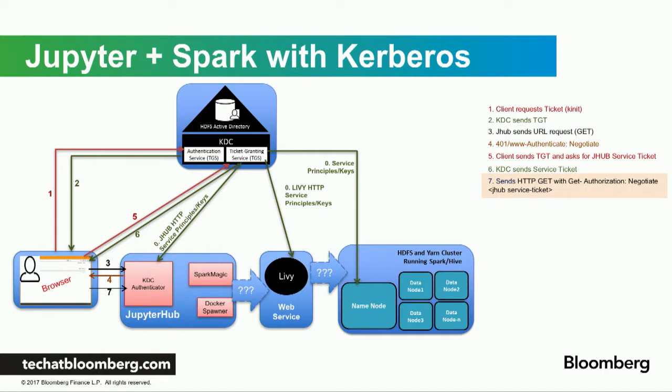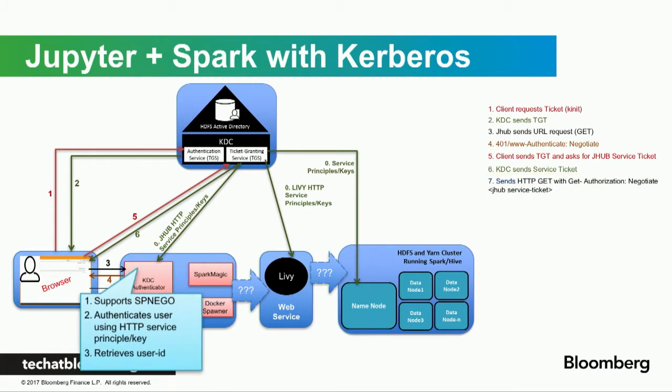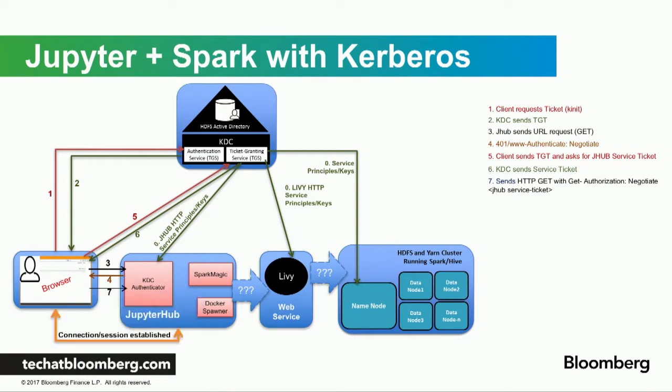Once it gets the ticket, it's going to send another HTTP request to the KDC authenticator. Now, the authenticator is happy because now it has the Kerberos ticket information. So, the responsibilities of the KDC authenticator in this case are to support SPNEGO, authenticate the user using the HTTP service principal and keys, and to retrieve the user ID once the user gets authenticated. Now, why it is retrieving the user ID, we'll see in the next few slides. Once the JupyterHub KDC authenticator authenticates, the connection between JupyterHub and the browser has been established.